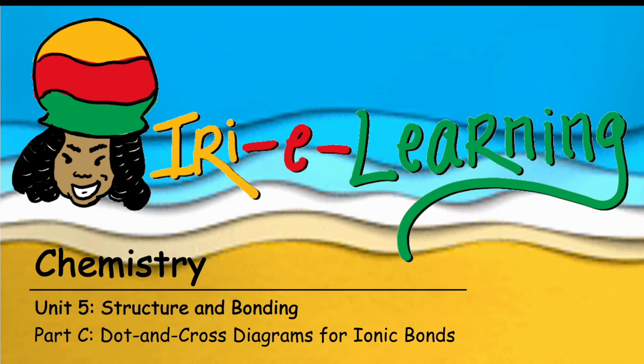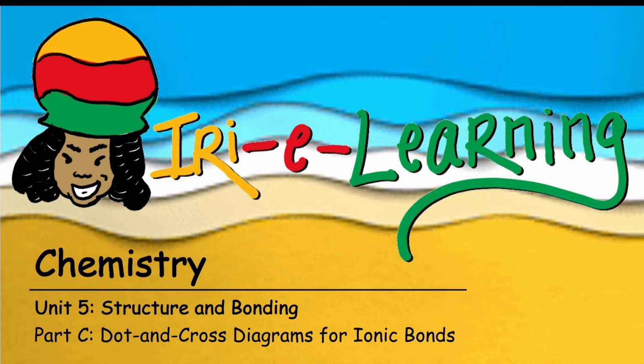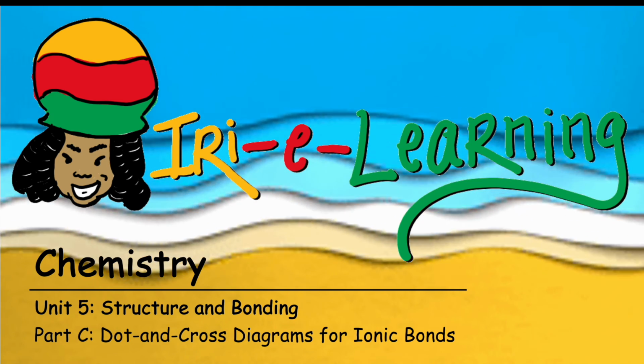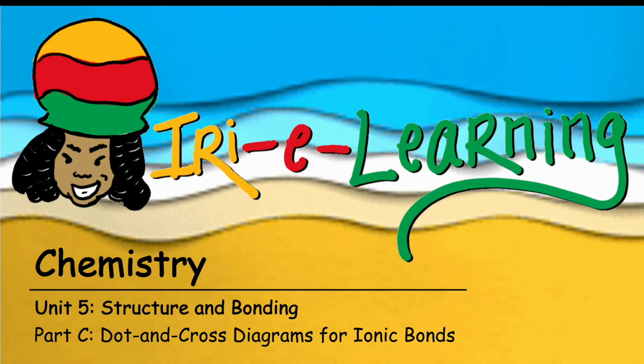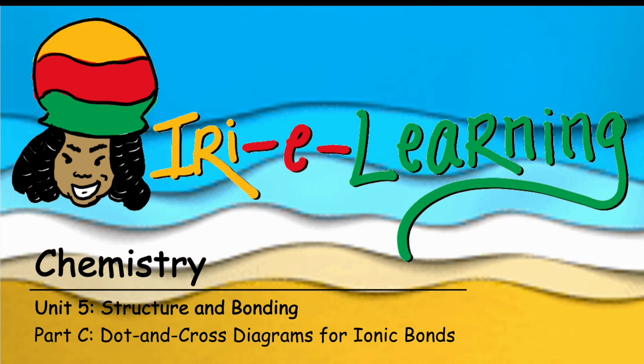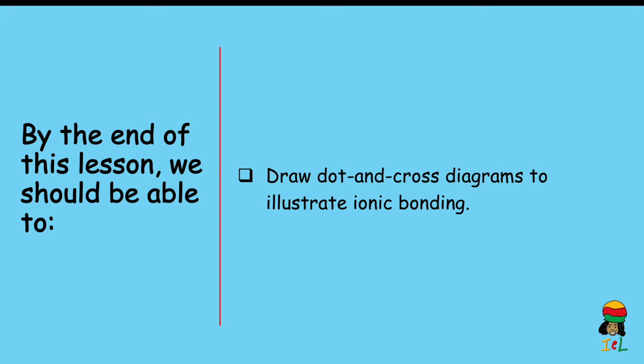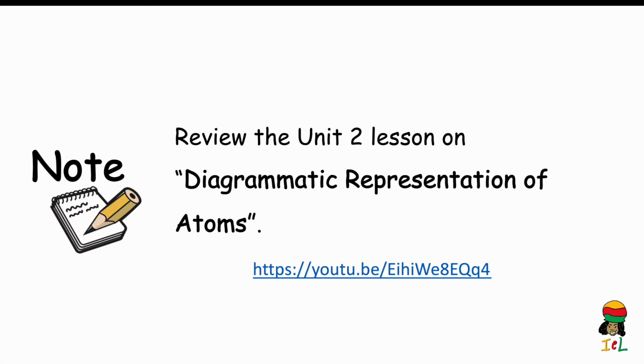In this structure and bonding lesson, we will illustrate ionic bonds using dot and cross diagrams. You can check the description box for links to all the lessons related to this unit. By the end of this lesson, we should be able to draw dot and cross diagrams to illustrate ionic bonding. If you have not yet done so, review the Unit 2 lesson on diagrammatic representation of atoms. The link is provided below.